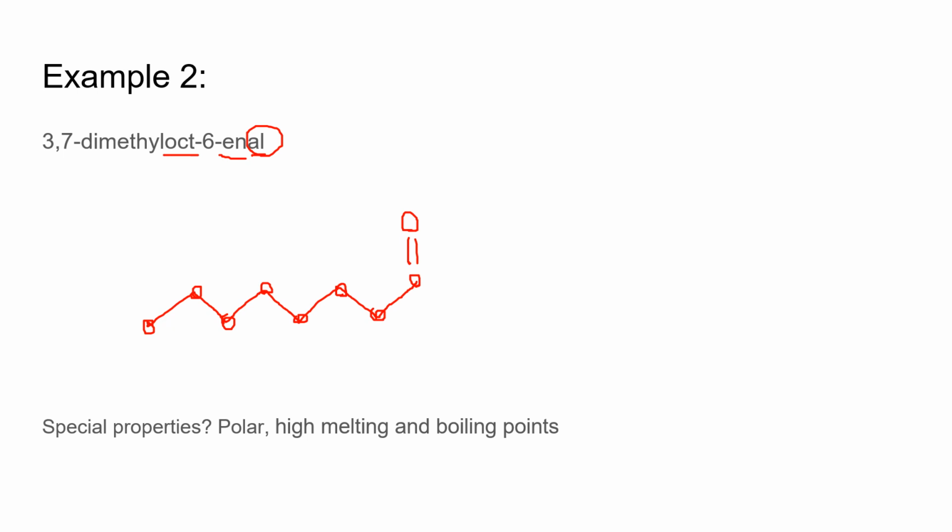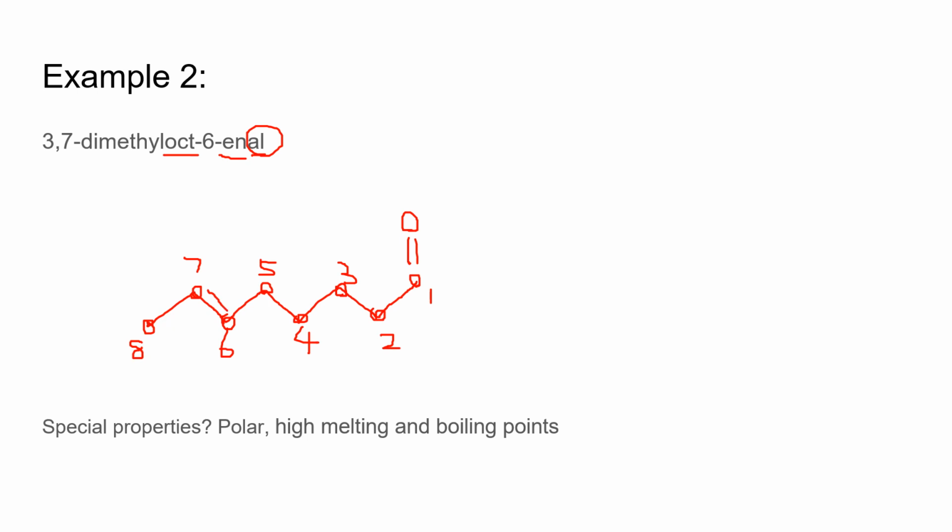And since the -al is on the right side, we know our numbering: this is 1, 2, 3, 4, 5, 6, 7, and 8. And as I said before, en represents a double bond, and it's 6, which means there's a double bond located between carbon number 6 and 7, so it should be somewhere over here.